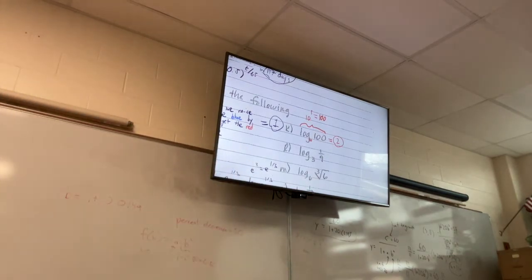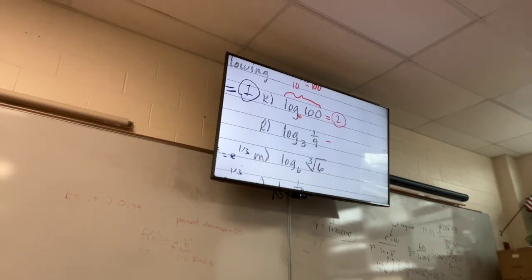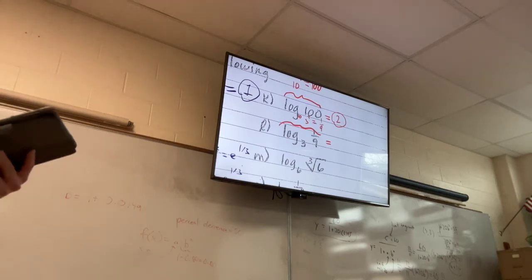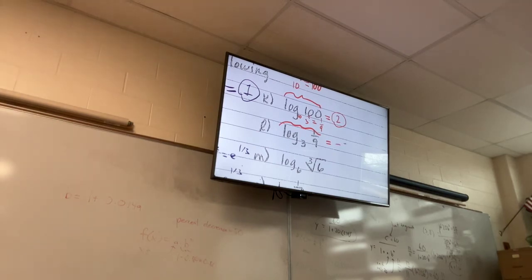Log base 3 of 1/9. How do I evaluate this guy? So we have to ask ourselves, 3 to the what equals 1/9? What do I raise 3 by to get 1/9? -2. Okay. Right.